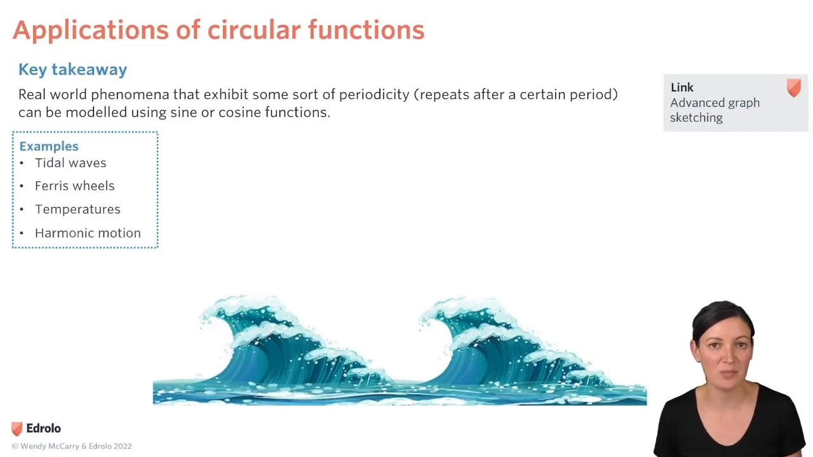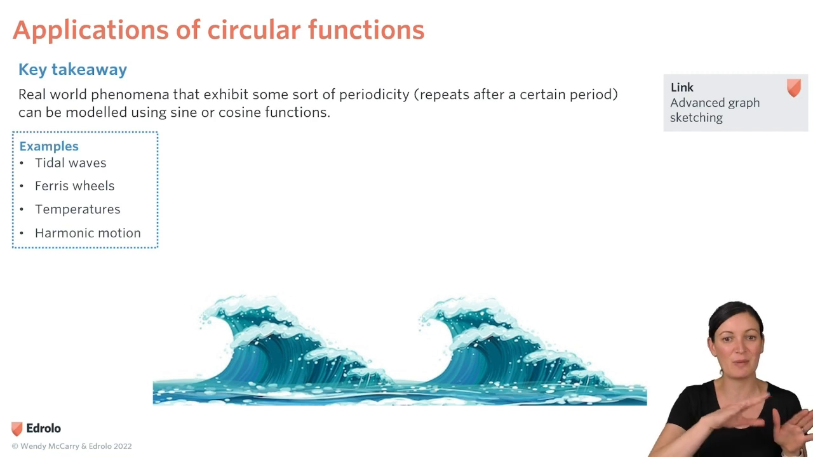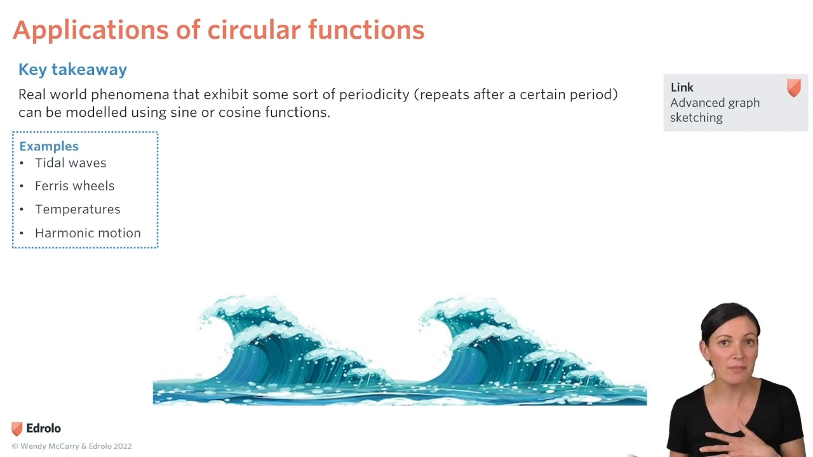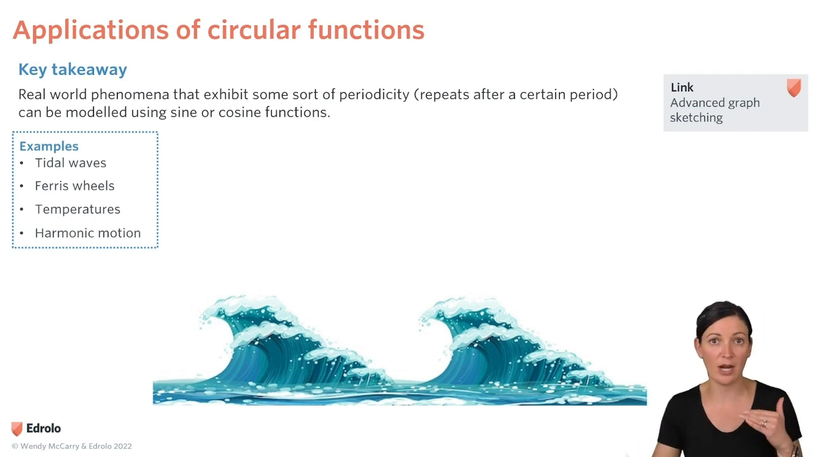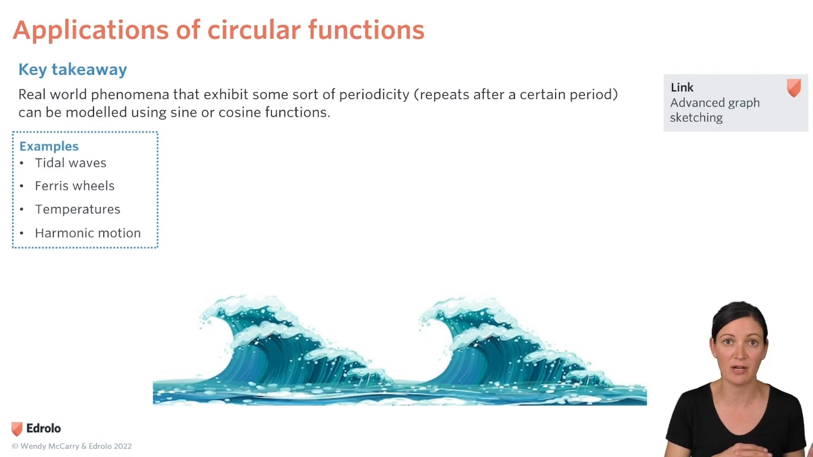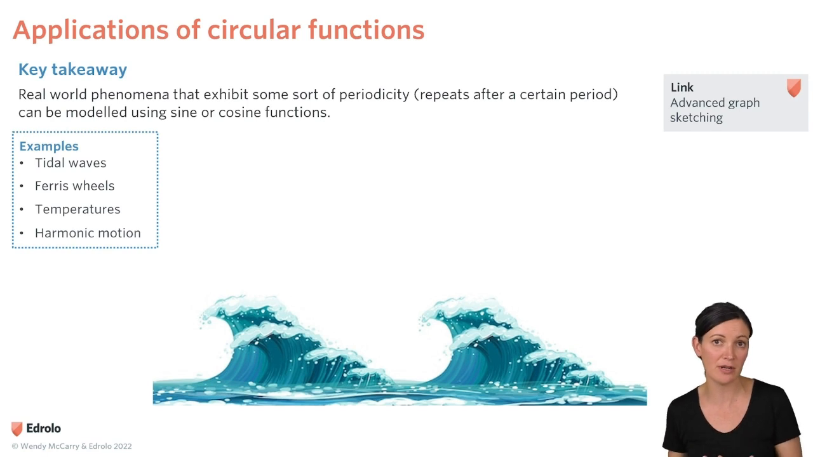So far in this chapter, we've been looking at these in a very mathematical way, but there are actually quite a lot of applications of circular functions in the real world. So anything that has some sort of periodicity, so that means it repeats after a certain period, can be modeled using sine or cosine functions. Some examples, which will probably come up for you in an extended response type question, would be tidal waves, where they go out and they come back in, and the same thing happens on a daily basis. Or a Ferris wheel, or anything with any sort of rotation, can be modeled on a sine or cosine function.